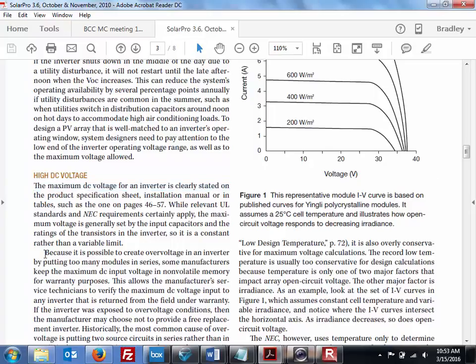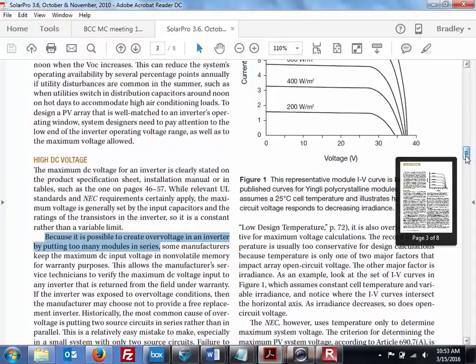Because it is possible to create an overvoltage in an inverter by putting too many modules in a series, in electrical series, some manufacturers keep the maximum DC input voltage in non-volatile memory for warranty purposes. This allows the manufacturer's service technicians to verify the maximum DC voltage input to any inverter that is returned from the field under warranty. If it was exposed to overvoltage, then the manufacturer may choose not to provide a free replacement. So the inverter manufacturers themselves will be able to determine if it was the fault of the installer for loading it up too heavily. Okay.